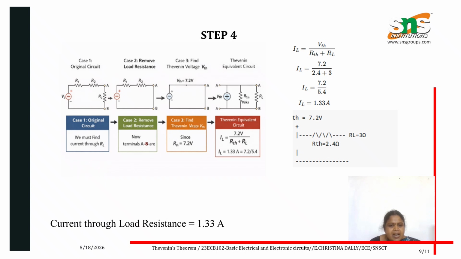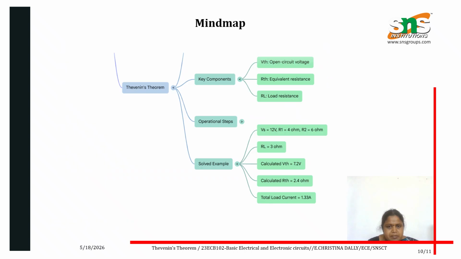The first one, in the original circuit, we have to find the current across the load resistance. In case 2, we have to remove the load resistance. In case 3, we have to find the Thevenin's voltage. And in case 4, we have to find the Thevenin equivalent circuit. So we have to find the current across the load resistance. It will be 1.33 amps.